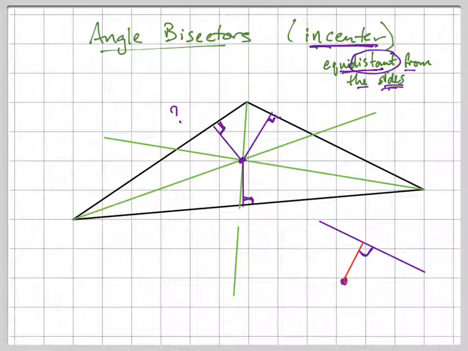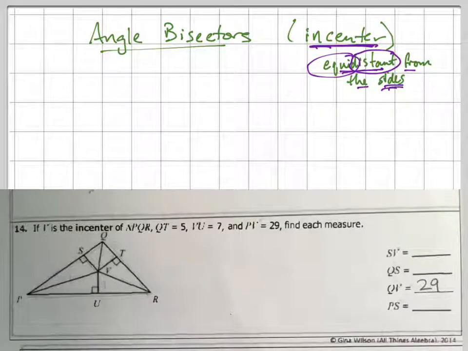Okay? So what do I know about these three purple lines? They're all the same distance, because that's what equidistant means. So let's try a problem. All right, so let's try this. It's telling you that V is the incenter.